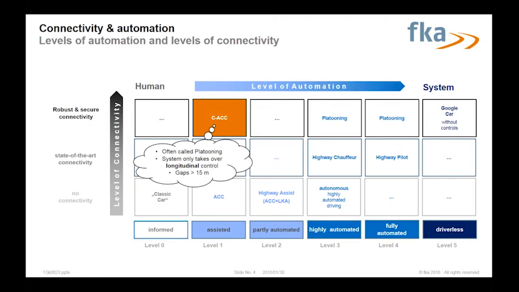There are other definitions, for example, one from Steven Shladover from PATH. They say cooperative ACC systems use a constant time gap, and platooning systems use a constant distance gap. But today I will focus on cooperative ACC as a level 1 system, and if I talk about platooning, I will talk about level 3 or level 4 systems.